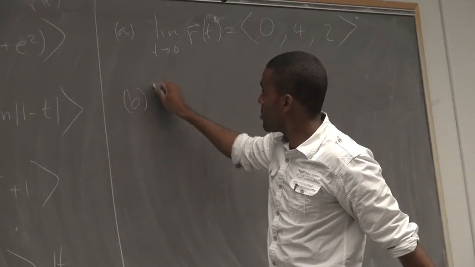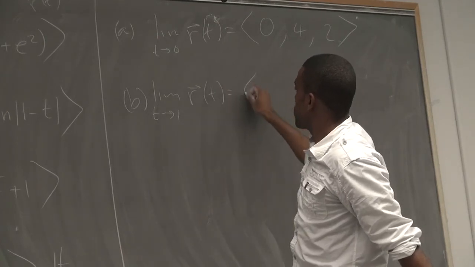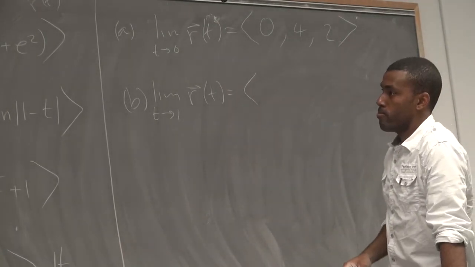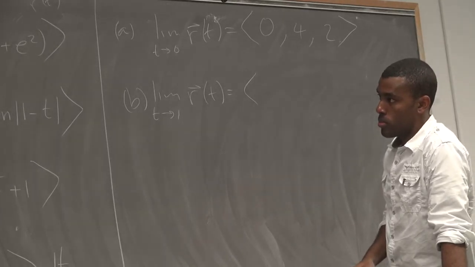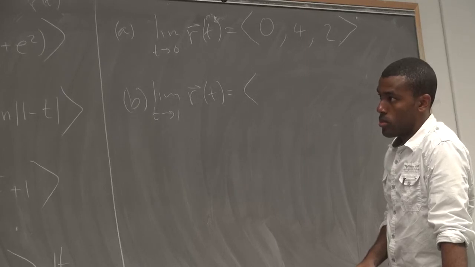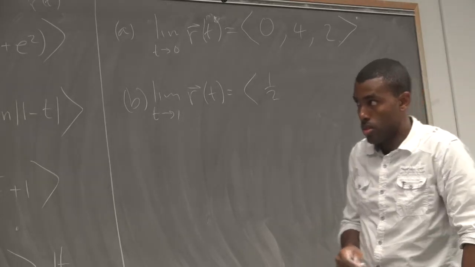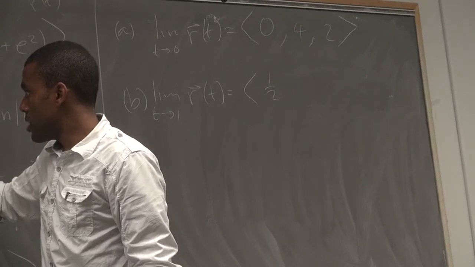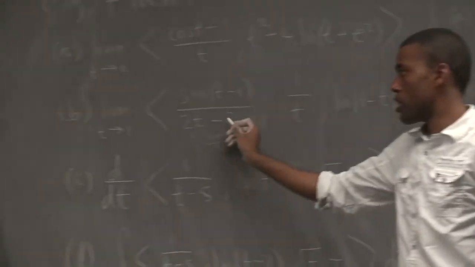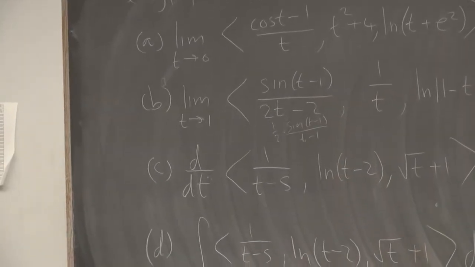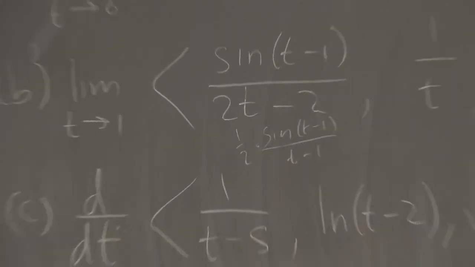What about B? Limit as t goes to 1 of r(t) in this case is equal to? It's just 0, 1. No. A half. Right? Limit as x goes to 0 of sine x over x is 1. This I think of as sine of t minus 1 over t minus 1 times a half. This part goes to 1 as the angle in the denominator goes to 0. Okay, so that's a half. This would be 1. That would be?